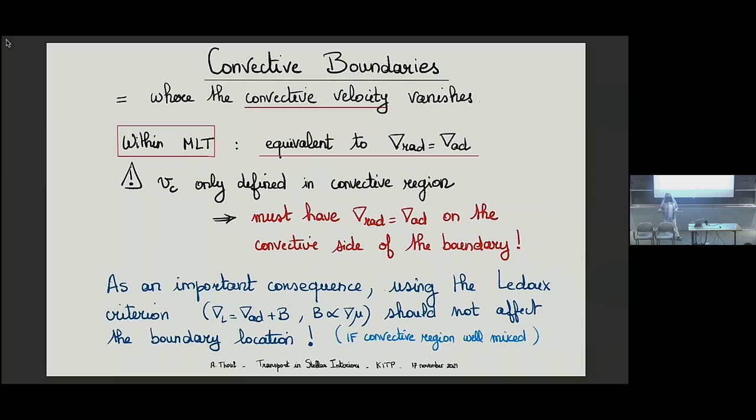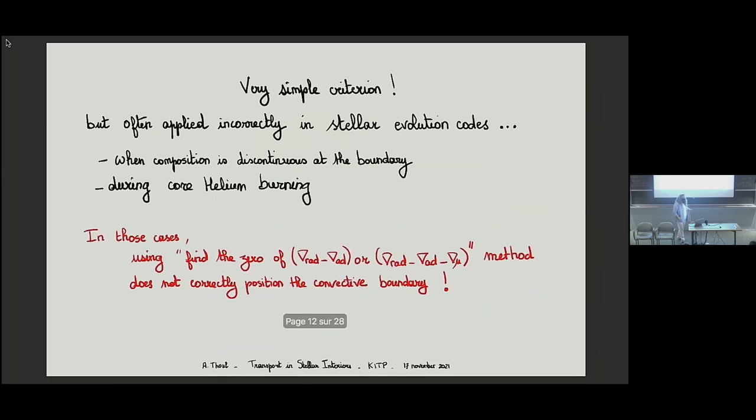But an important consequence of this is that using the Ledoux criterion or the Schwarzschild criterion should not make a difference for the position of the convective boundary. If it does, something's wrong with your way of determining your boundaries. And I'm going to show that later. At least if you assume that the convective region is well mixed, because then you don't have a grad mu. Ledoux, Schwarzschild, same thing. And because you don't use whatever happens in the radiative region when you do that. And that's not usually done correctly in stellar evolution codes. Many times it's not done correctly.